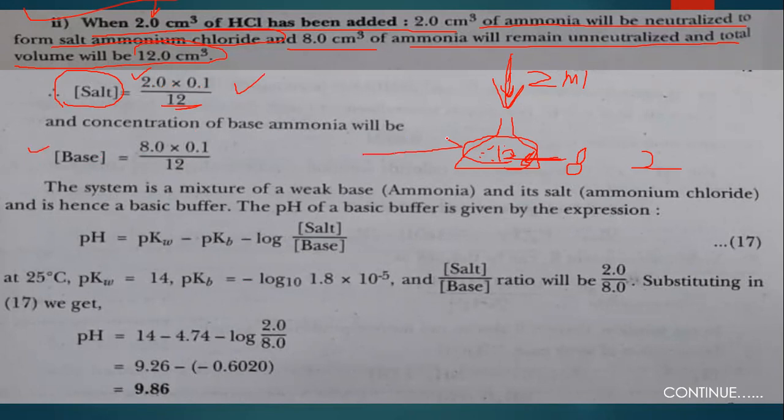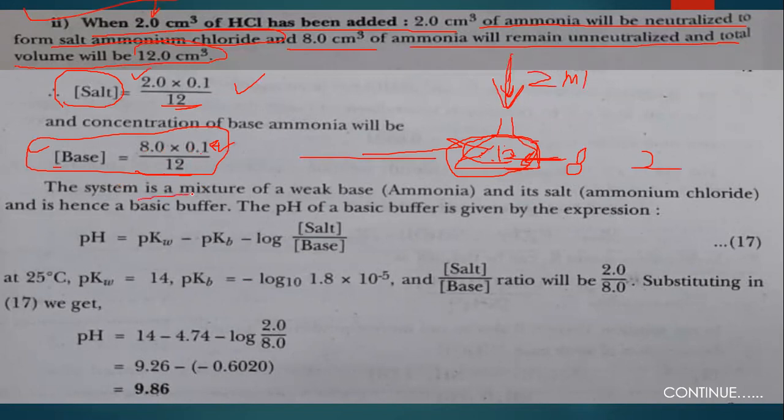या conical flask मध्ये base किती राहिला आहे? 8 ml राहिलेला आहे. पण टोटल व्हॉल्यूम किती झाला याचा? टोटल झालेला आहे 12. मग 8 into 0.1 upon 12, कारण बेसचे कॉन्सन्ट्रेशन किती आहे? 0.1 आहे. राइट? मग आता इथे किती राहिलं त्याचं कॉन्सन्ट्रेशन बेसचं? याच्यामध्ये इट्स 8 into 0.1 upon 12.